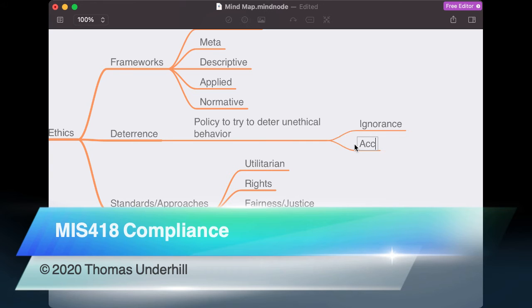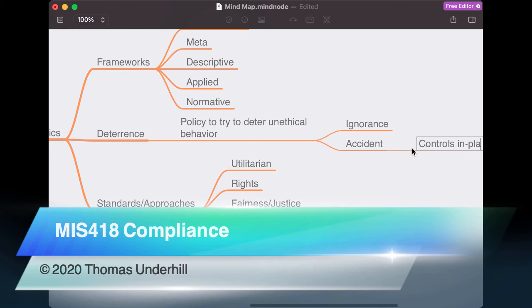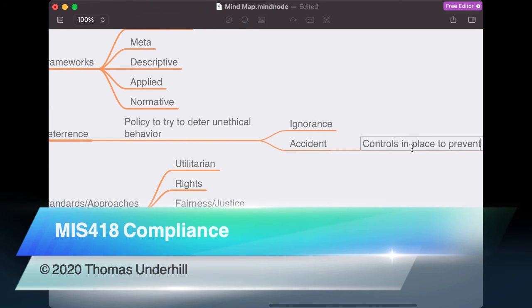Okay. Another one that we want to try to deter is accidents. Okay. So if we have the right controls in place, we can deter accidents. So we try to have controls in place to prevent this. Okay. For the ignorance one, I should have put it in here. We want to have a SETA program and policies, procedures. Okay.